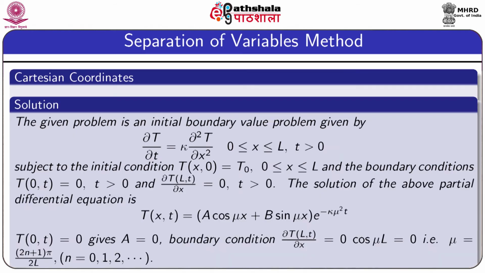So, this is a one dimensional problem. So, we have to find the solution of the one dimensional heat equation, which is written here, subject to the initial condition T(x,0) equals T0, where x lies between 0 and capital L. Capital L is the length of the rod, and the boundary condition is T at the end x equals 0 is 0, and the other end is insulated. So, the normal derivative of the temperature, del T del x, is 0 for t greater than 0.